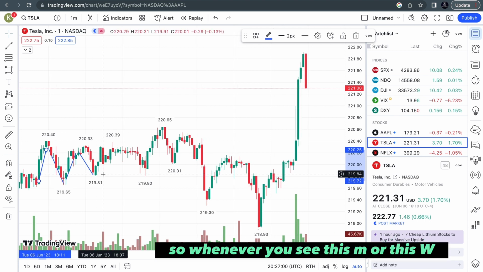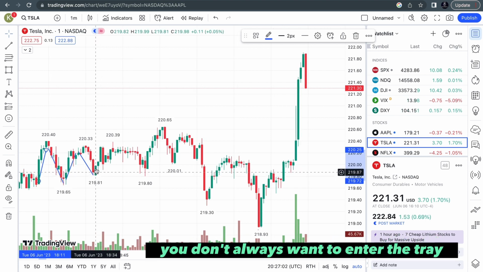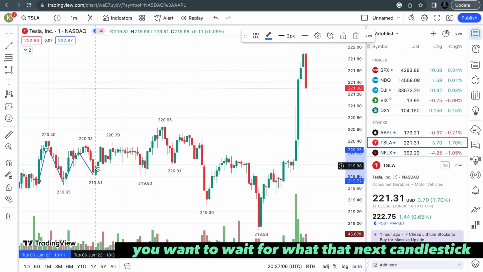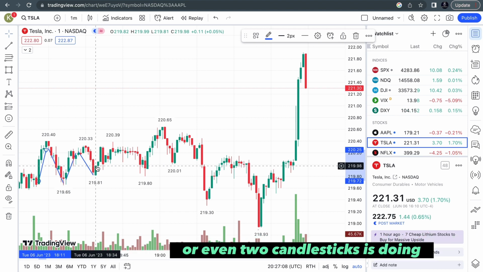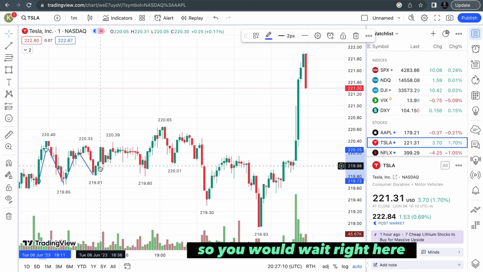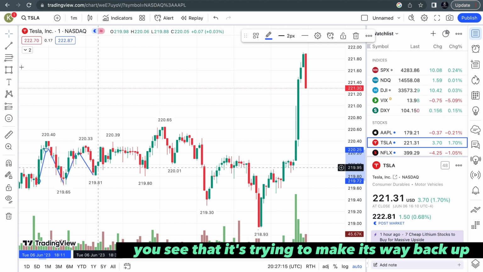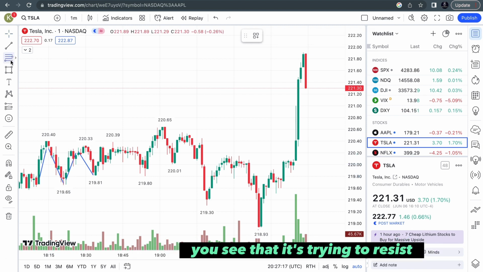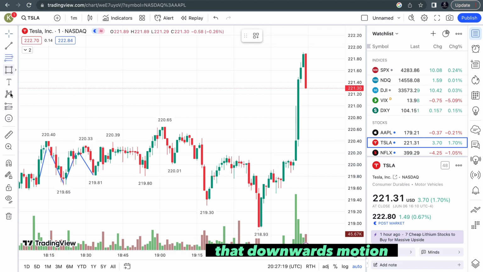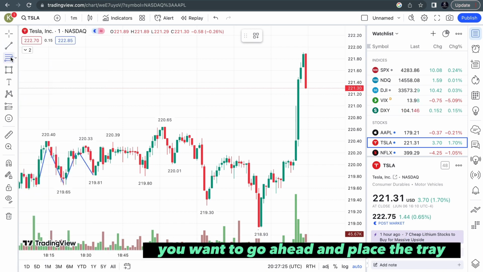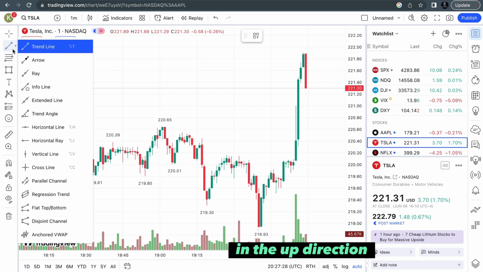So whenever you see this M or this W, you don't always want to enter the trade as soon as it forms. You want to wait for what that next candlestick or even two candlesticks is doing. So you would wait right here for this candlestick to form. You see that it's trying to make its way back up. You see that it's trying to resist that downwards motion. So now on this next candlestick, as soon as it starts forming green for a couple seconds, you want to go ahead and place the trade in the up direction.